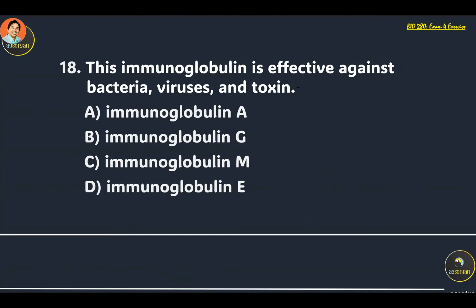This immunoglobulin is effective against bacteria, viruses, and toxins. Which one? A, B, C, or D? Of course, this is going to be the one that is the most abundant in our blood. It's produced in such large amounts because it can fight everything. So this is going to be IgG.